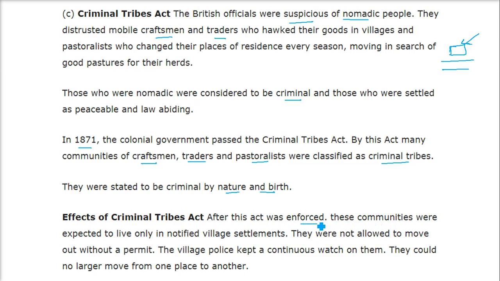After this act was enforced, these communities were expected to live only in notified village settlements. They were not allowed to move out without a permit, and the village police kept a very vigilant, or you can say continuous, watch on them. They could no longer move from one place to another.